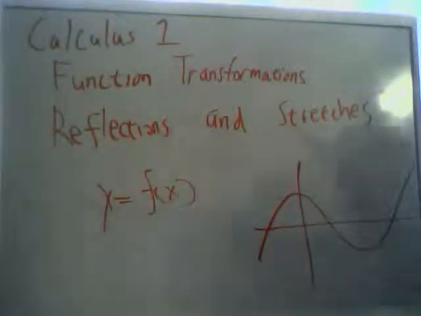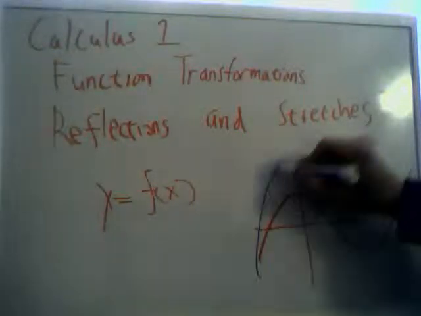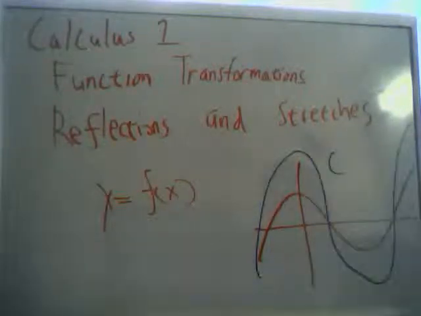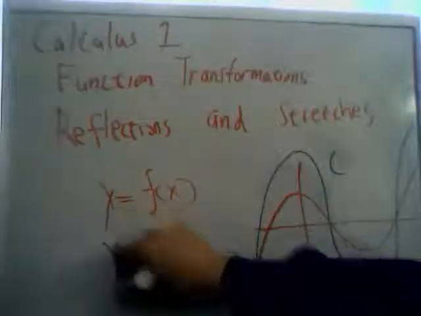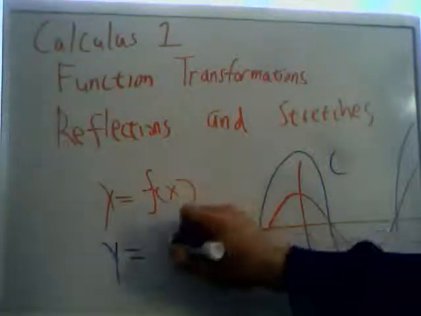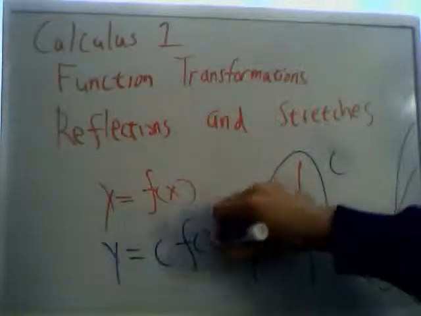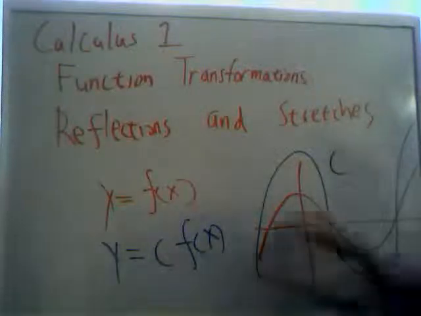Say you want to do a vertical stretch, make it bigger vertically by a factor of c. So what would you do? Well, since this is a stretch, you would do a multiplication. So it gives you y is equal to c times f of x. That's a c, not a parentheses. That's a c. So this is a vertical stretch.